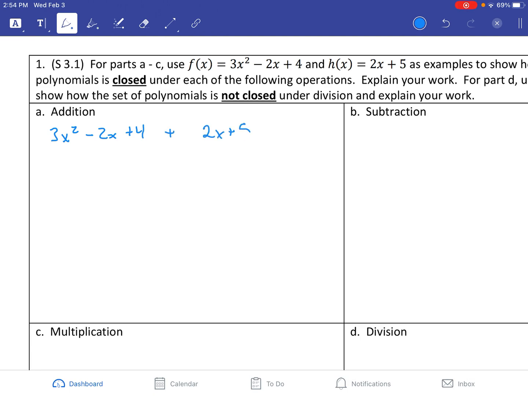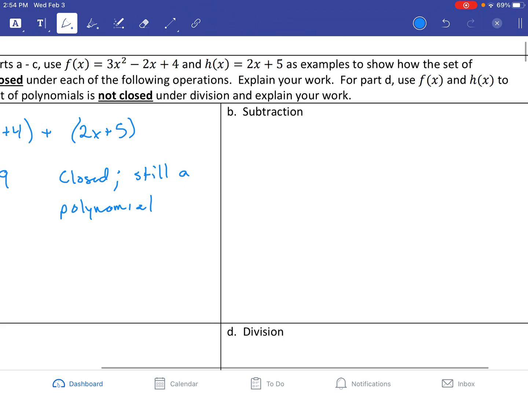plus 2x plus 5. Now, we're going to put these in parentheses just for the sake of argument and because we're going to do it in subtraction as well. But all we're doing here is combining the like terms. We're not multiplying. We're just adding up like terms. So 3x squared, there's no other x squared term. Negative 2x plus 2x is going to be nothing. It's going to be going away. And then 4 plus 5 is 9. So we're left with a polynomial, which is why it is closed. Because we started with two polynomials and we ended with a polynomial. It is still a polynomial.